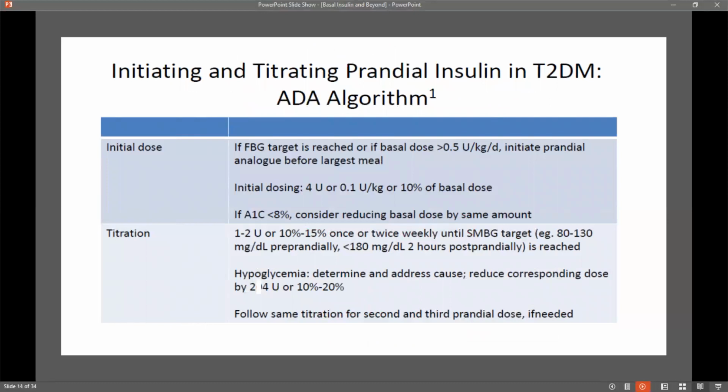Okay, so how should we start the bolus insulin? So we have maximized the basal insulin. How should we go about adding a pre-meal bolus insulin?